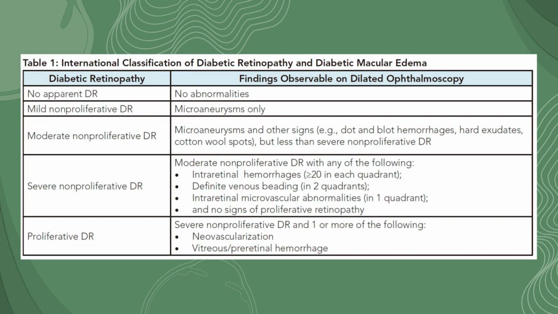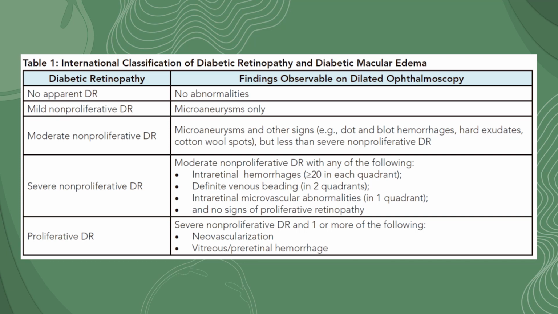This is the international classification of diabetic retinopathy. Non-apparent DR means there is no abnormality in the retina. PDR means neovascularization or vitreous or preretinal hemorrhage. NPDR is further classified into mild, moderate, and severe. Mild NPDR has microaneurysms only.